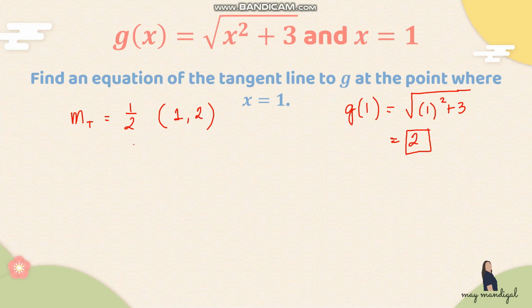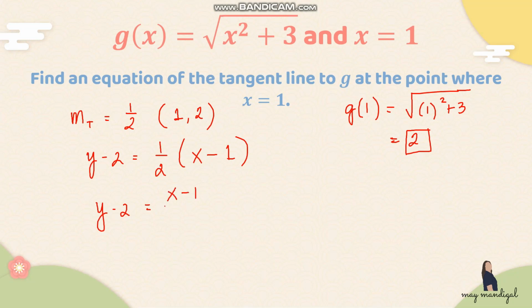And then all you have to do now is to use again our point slope form. So y minus 2 equals 1/2 times x minus 1. So what you can do here, y minus 2 is equal to, you can multiply, so we have x minus 1 over 2. And since there's a denominator, you want to remove that. So we will just multiply the whole function by 2, both sides. So here we have 2y minus 4 equals, and then this will be cancelled, so you will get x minus 1.